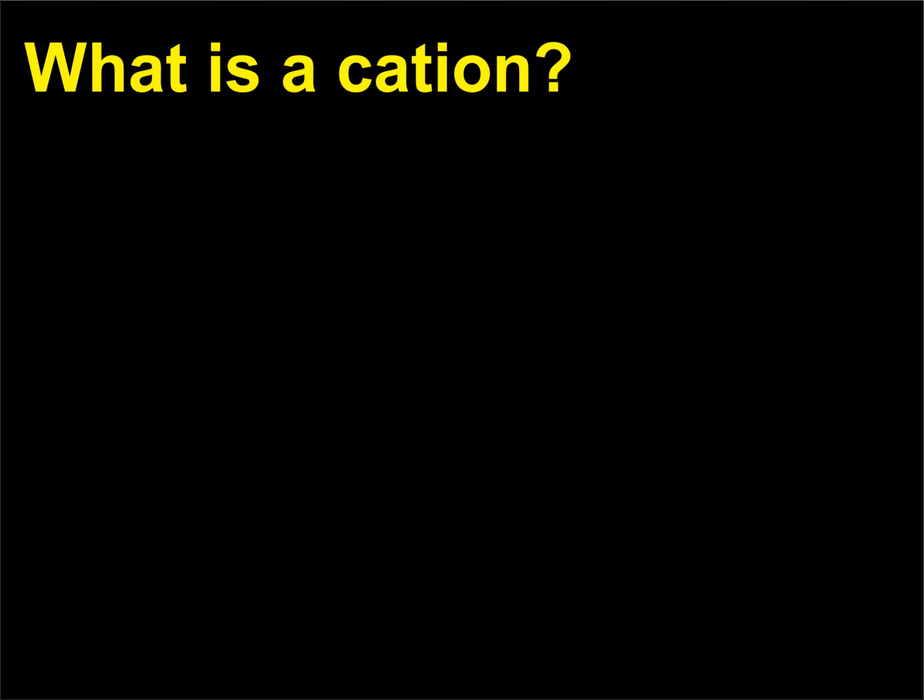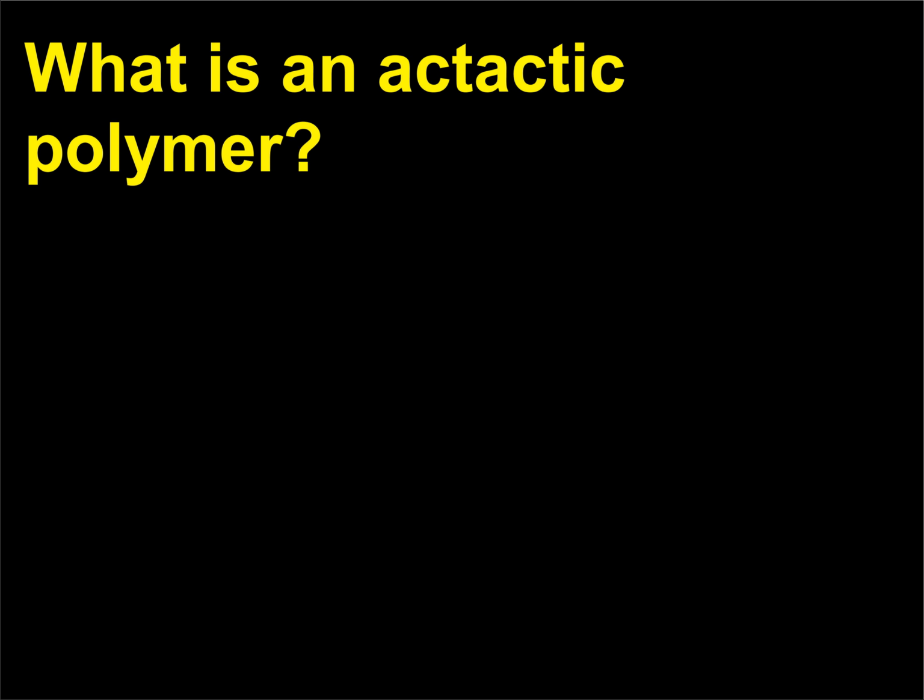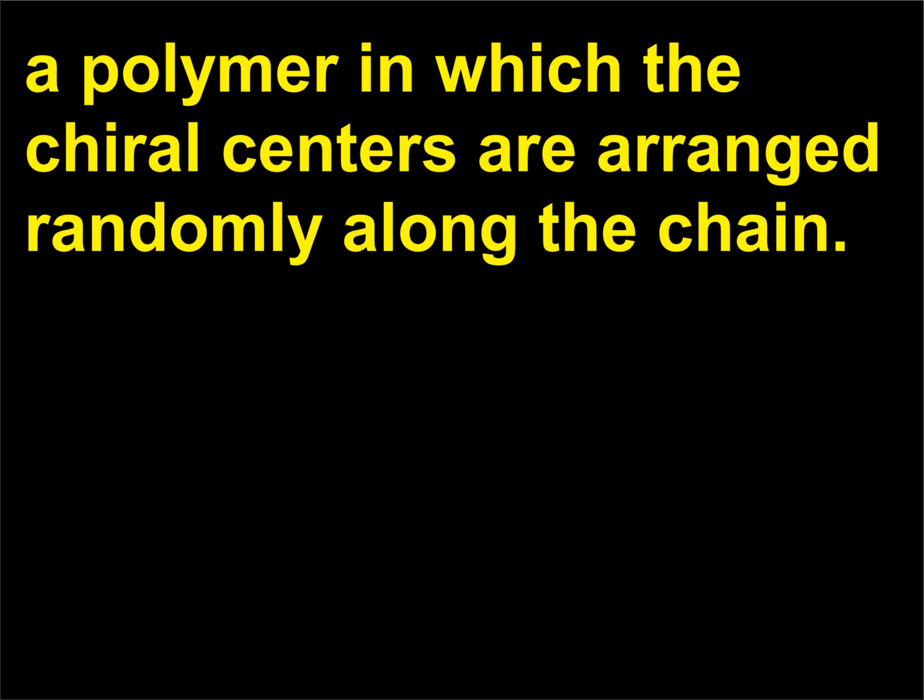What is a cation? A positively charged ion. What is an atactic polymer? A polymer in which the chiral centers are arranged randomly along the chain.